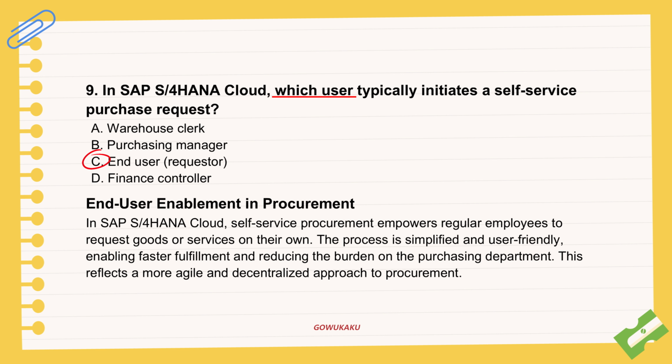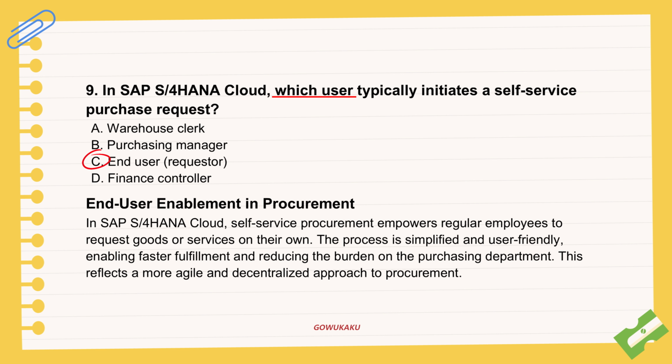Instead of filling out a paper form or emailing the purchasing department for every little thing, employees can go into the system themselves, often through a simplified catalog or free text request screen, and kick off the process for the things they need, maybe office supplies or a new laptop or services. And this empowers the employee, but presumably also speeds things up and takes some load off the central purchasing team for routine requests. Exactly. It's about efficiency and user empowerment.